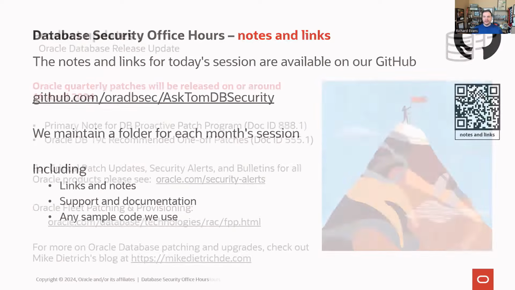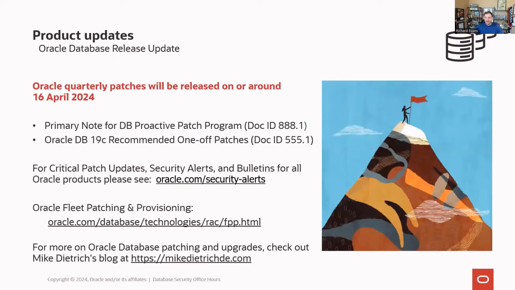So as always, we talk about patching every month, and I've got a patching poll that I'm going to launch here, and I'd love for you guys to give us some feedback. Patches will be released on or around April 16th. Patches are released every quarter, so we're kind of curious how you guys are doing with your patching. If you've taken on any of the monthly recommended patches, the MRPs that are available to customers now.